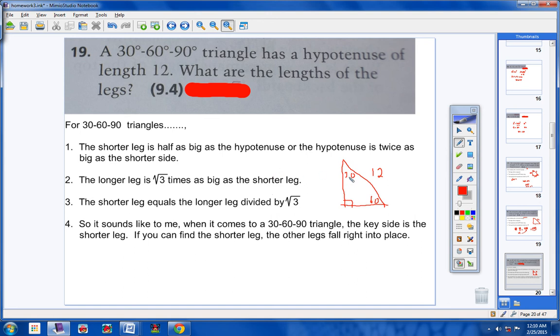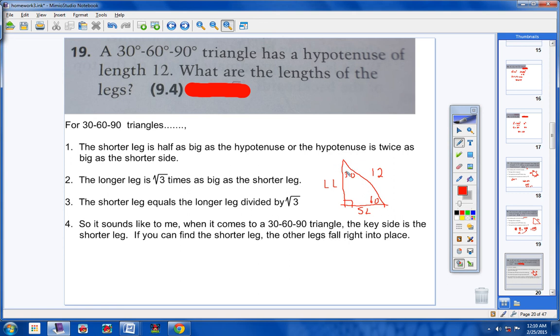30 degrees is smaller than 60 degrees, correct? Sure it is. So that means if I go directly across, this is my shorter leg because it's across from a smaller angle. Now 60 degrees is bigger than 30, so I go across from 60. This is my longer leg because it's across from a bigger angle. Does that make sense? Let me go over it again.